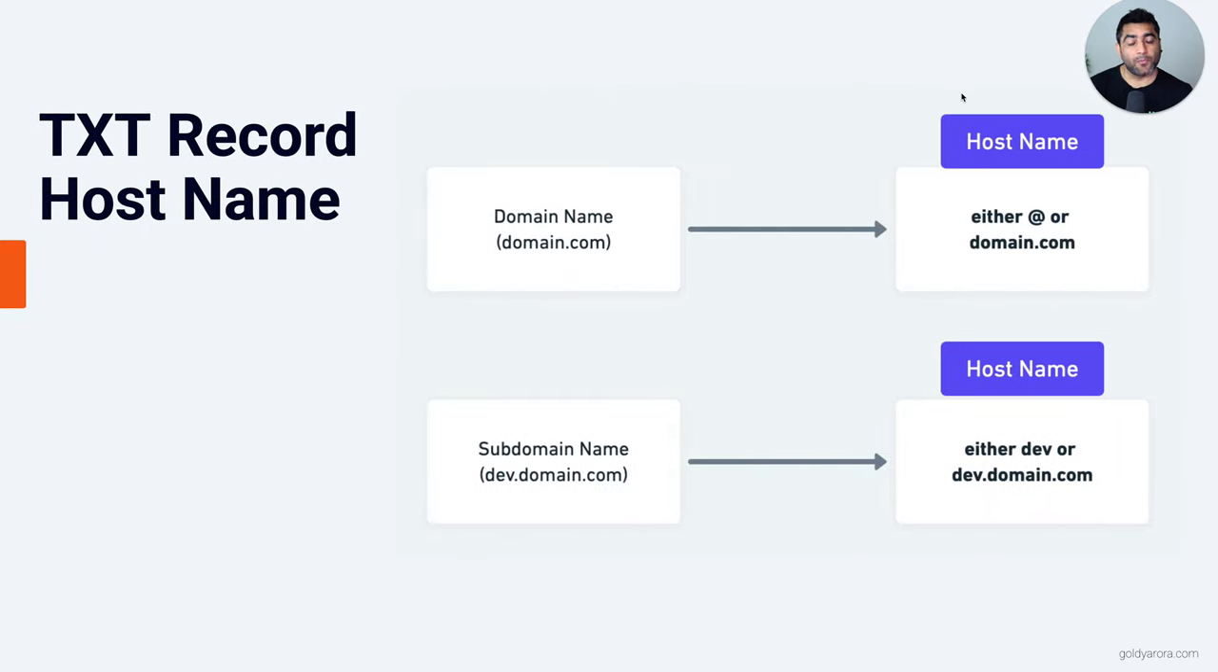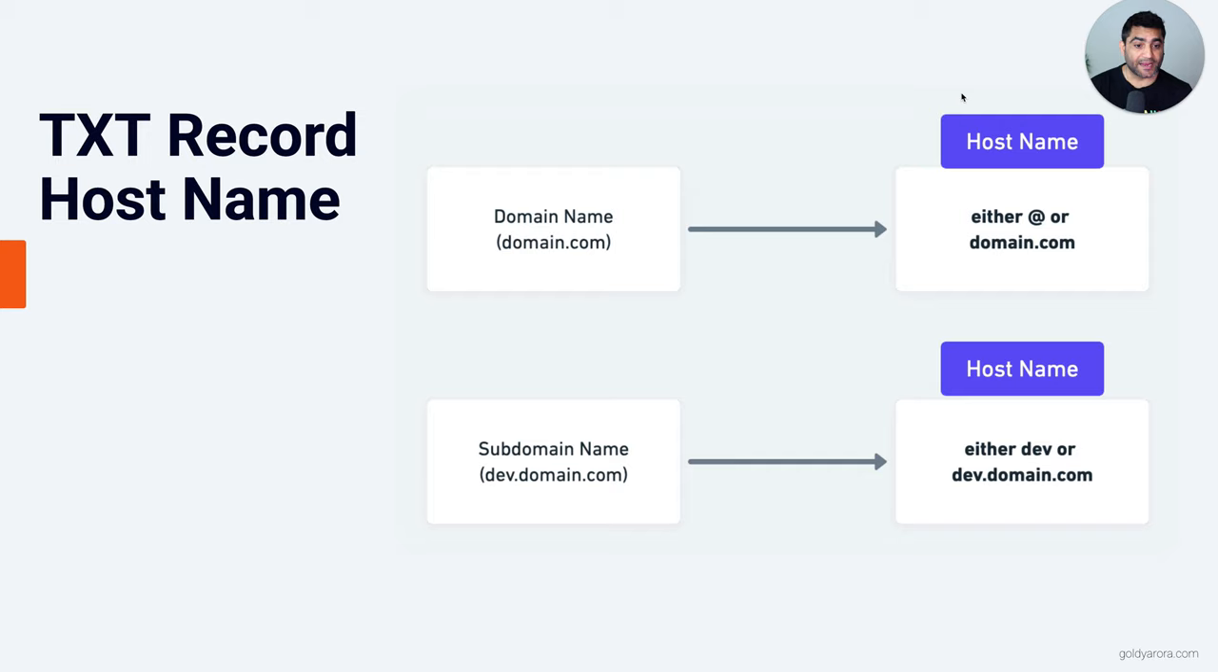Okay. Now, one more thing before we go to the setup. TXT record or CNAME record, when you would be creating it, your host name should be like this. In case you're setting up Cloud Identity with your primary domain, which is domain.com, then your host name for the TXT should be either @ or the domain name, depending on how your DNS provider takes it.